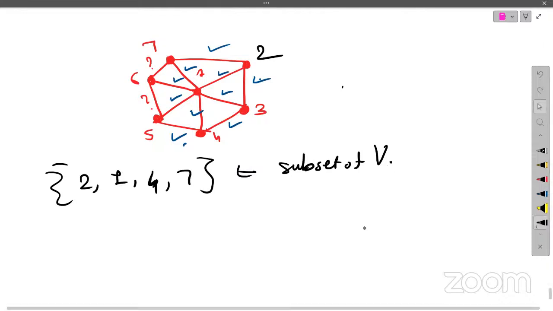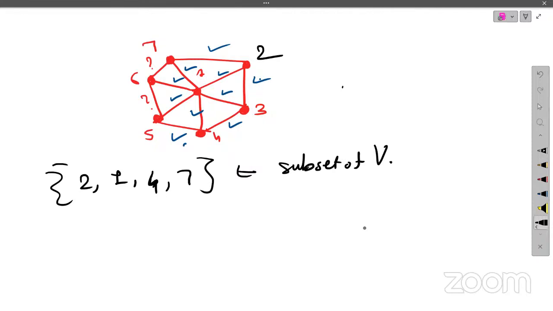With respect to independent set, we have the dance program question, right? I'll explain that too. So let's finish this example.